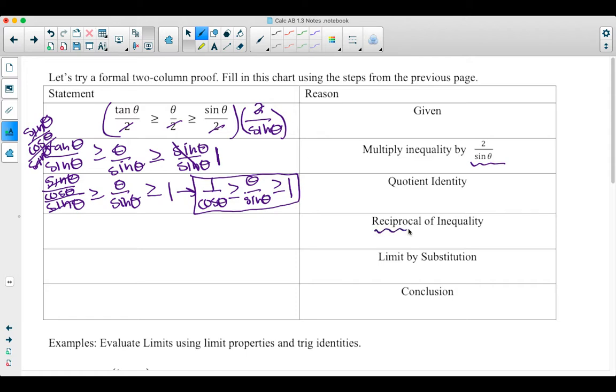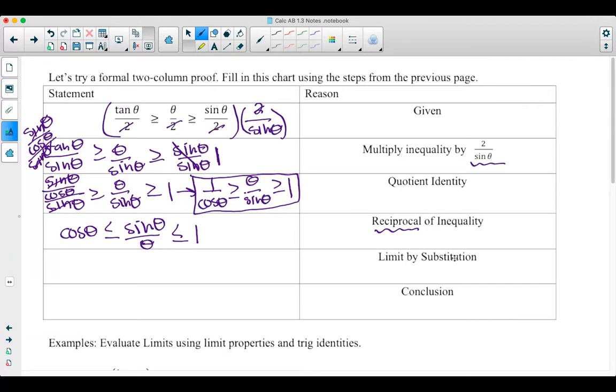Okay, now we do the reciprocal of our inequality. So remember, we want sine theta over theta in the middle, so we are going to do the reciprocal of everything. Now when we do that, we have to turn around our inequality symbols also. So we get cosine theta less than or equal to sine theta over theta less than or equal to, and then the reciprocal of 1 is just 1 over 1. Flip it, you get 1 over 1.